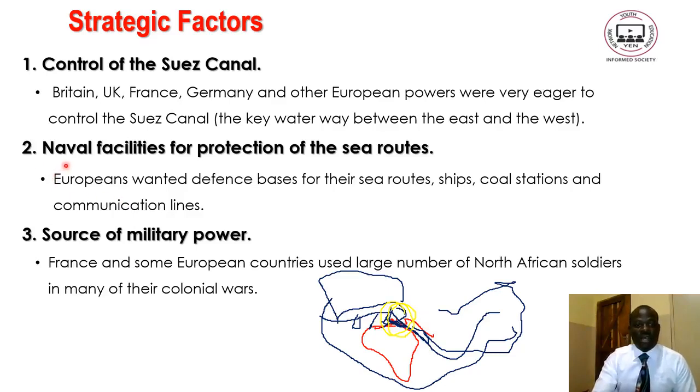So naval facilities for protection of the sea routes was another strategic factor. So Europeans wanted defense bases for their sea routes, ships and coal stations and the communication lines. So they wanted defense bases in different areas so that they could control their sea routes, because the sea routes at this time had proved to be very effective in trade.